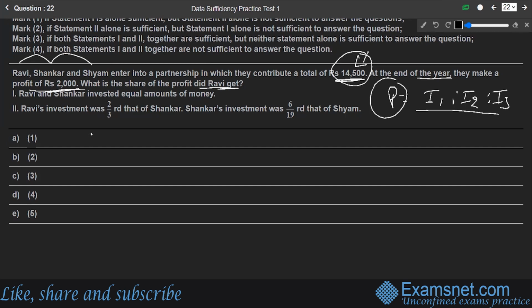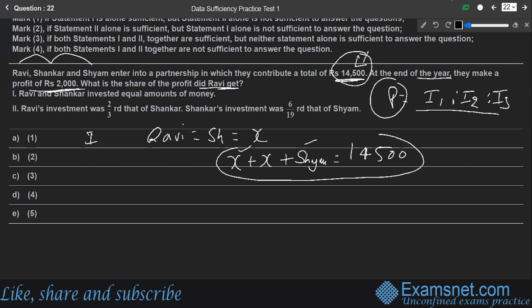Okay. So let us see the statement number one and verify. Ravi and Shankar invested equal amount of money. So let's say the amount of money invested by Ravi is equal to Shankar is equal to X rupees. So the total investment is X plus X plus the investment of Sham, and this total gives you the total investment of 14,500. But by this information, we cannot get the value of X and Sham. So if we don't get the value of X and Sham, then obviously we cannot create this investment ratio, which will decide in what ratio the profit will be distributed. So clearly, if the investment ratio cannot be defined from statement number one, statement number one is not sufficient to answer the question.